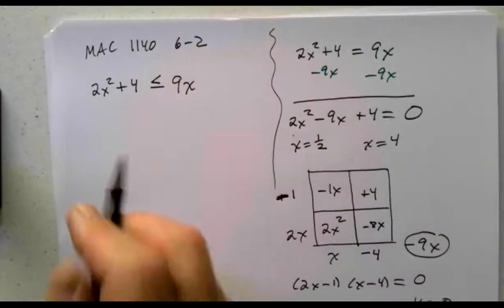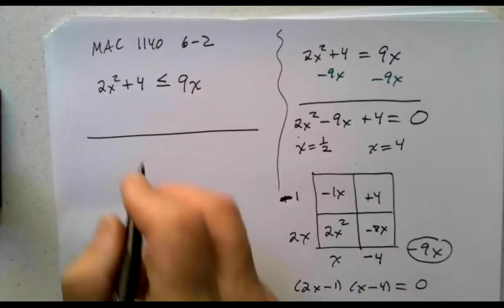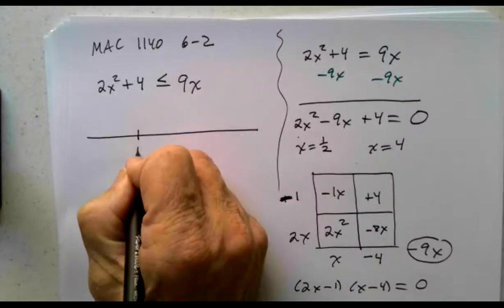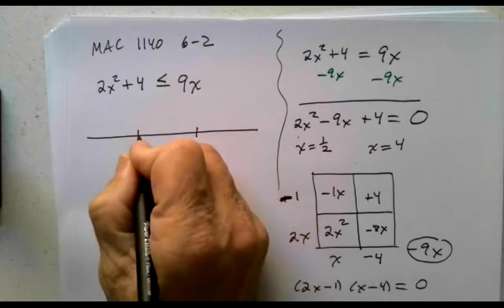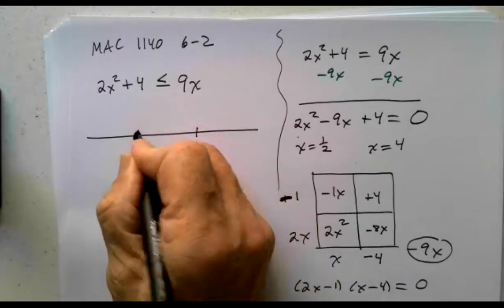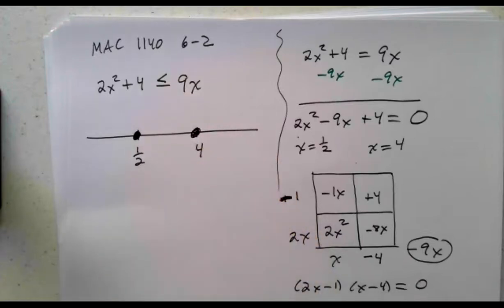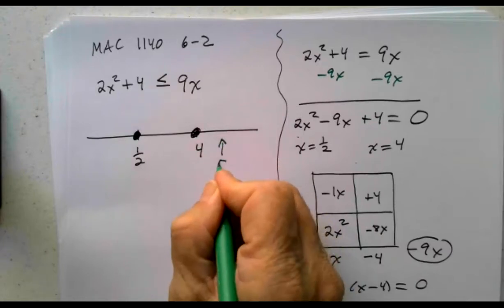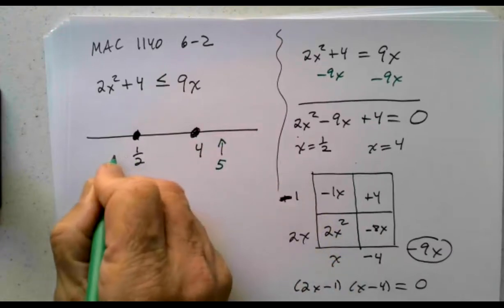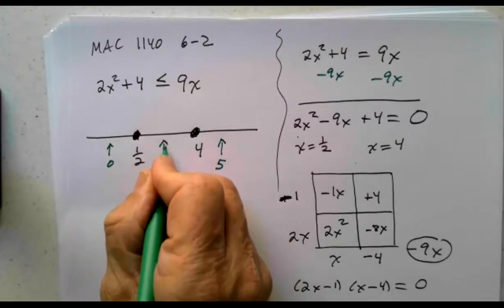So coming back here, I'm going to draw a number line. 1/2 and 4 are what I like to call cut points. Less than or equal to, so it will be solid dot here, solid dot here. Now I've got to choose numbers in each interval. Beyond 4, a nice choice might be 5. Beyond 1/2, well, 0 is there. Between 1/2 and 4, how about 1?